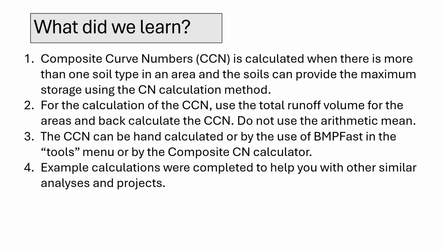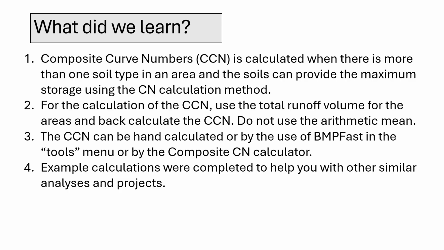Composite curve numbers, or CCN, come into play when a drainage area contains more than one soil type, and those soils are capable of providing maximum storage through the curve number calculation method. The key thing to remember here is that you should never use a simple arithmetic mean to calculate the CCN. Instead, the correct approach is to calculate the total runoff volume across all the areas and then back-calculate the CCN from that volume. This ensures your result is grounded in actual discharge behavior rather than a simple average that could lead you to an inaccurate answer.